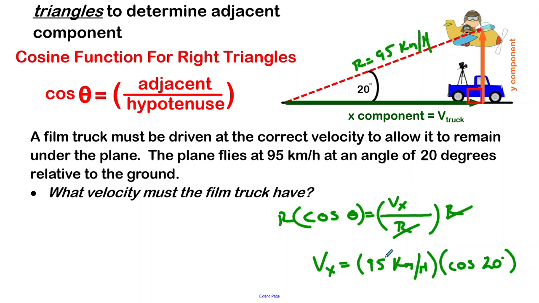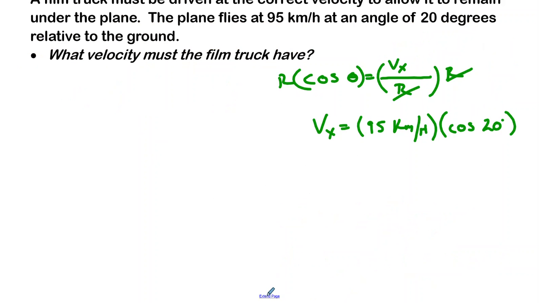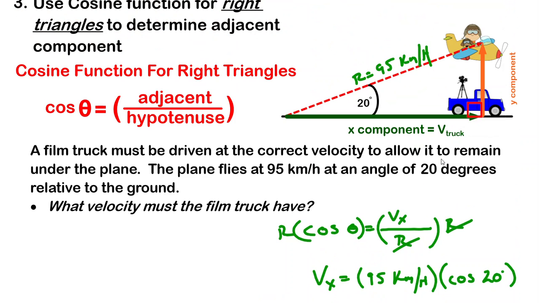degrees. Now, is your calculator in degrees? Mine is. And so I can just take the cosine of 20 degrees times 95, and I'm going to be left with velocity in the x direction is 89.27, so 3 sig figs, we'll say 89.3 kilometers per hour. So this needs to go 89.3 kilometers per hour. So that tells us how fast this truck has to go to keep up with this plane.